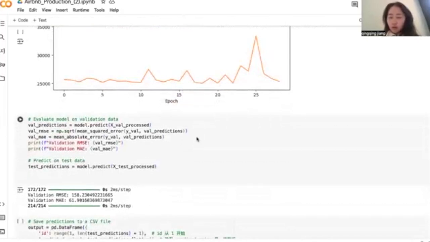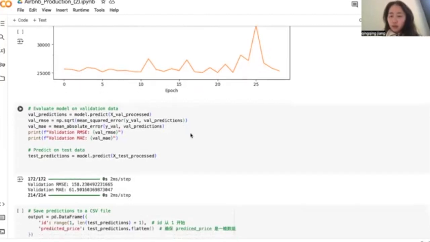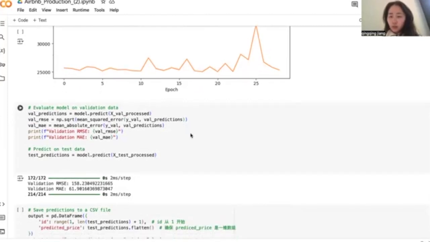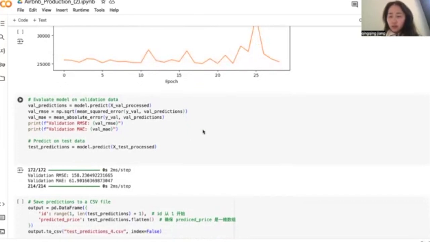So finally, about our model evaluation on the validation dataset, the model achieved a root mean squared error, RMSE, of 158.23. The mean absolute error is 61. This result indicates that on average, predictions deviated by 61 units, and some larger errors contributed to the RMSE value. These metrics suggest that while the model captures the general trends, it may still require further tuning to improve the accuracy.